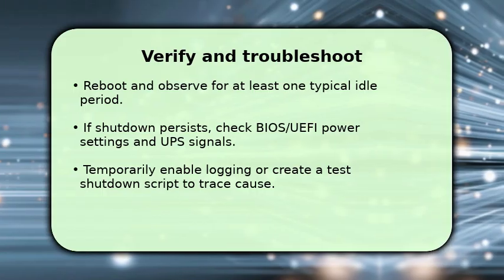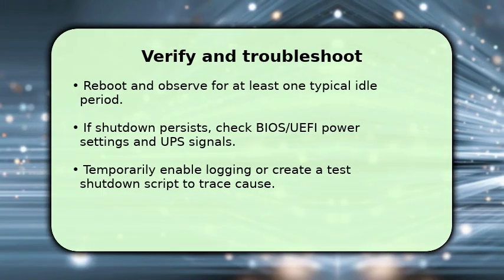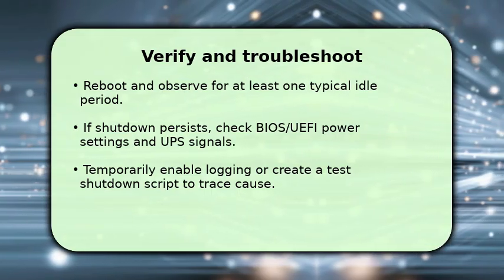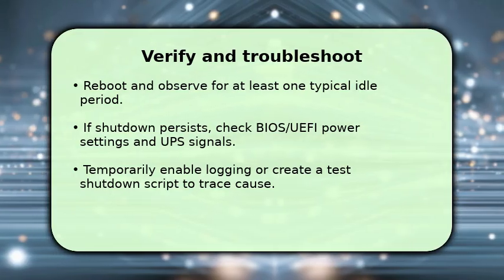As a troubleshooting tip, enable system event logging or create a controlled script that logs shutdown requests. This tells you whether the OS, a scheduled job, or hardware is initiating the shutdown, so you know what to fix next.